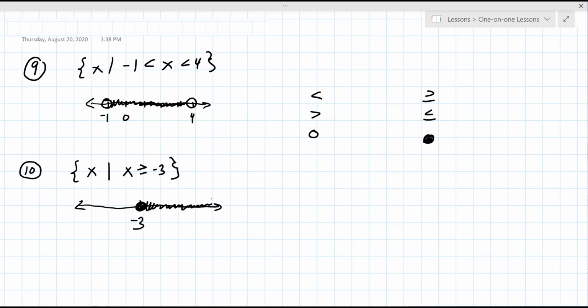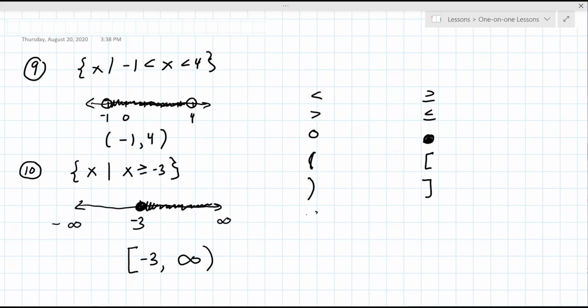Okay. Now, I see that it says to use interval notation. I didn't catch that on the first one. So on number 9, there's parentheses that go along with less than or greater than, and then brackets that go along with less than or equal to and greater than or equal to. So for the first one, it's parentheses -1 to 4. For number 10, you have to remember that -infinity is over on the left and positive infinity is over to the right, because you have to have two things in there. So it's going to be bracket -3, comma, infinity, parentheses.